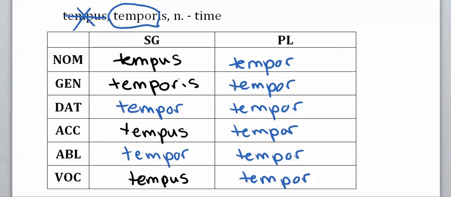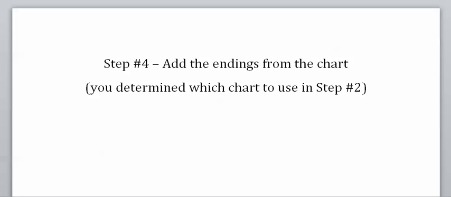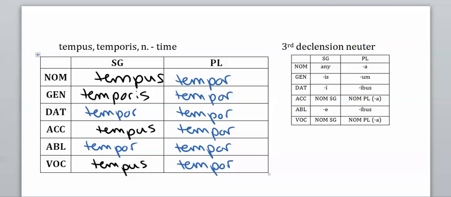Now we're ready for the last final step, step 4. Step 4 is adding in the endings from the chart. So I'm going to bring back that chart from step 2, and we're going to finish this noun off. Okay, I've got the chart so far. I've got my endings, third declension neuter. The words in black are already finished. They don't need endings, so I can forget the nominative and genitive singular, and I've already done the accusative and vocative singular. All these remaining endings need to go on, so we get tempore and tempora in the dative and ablative singular.